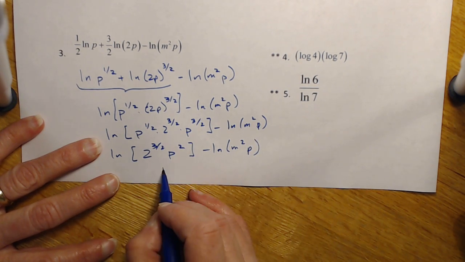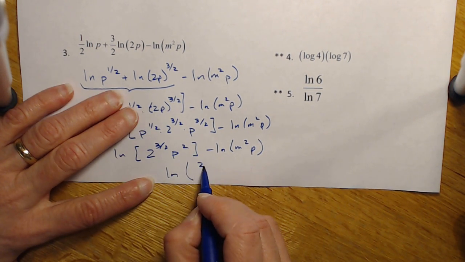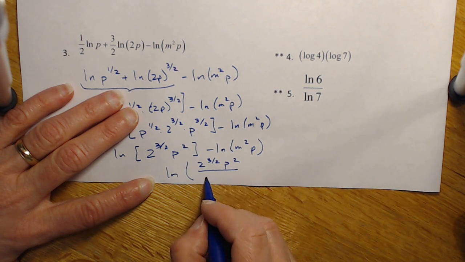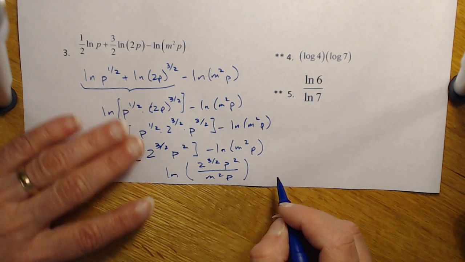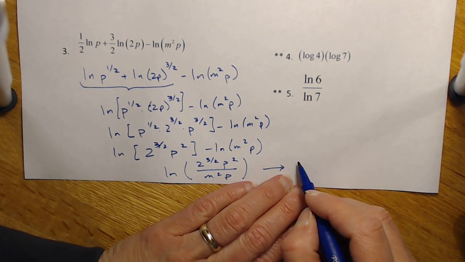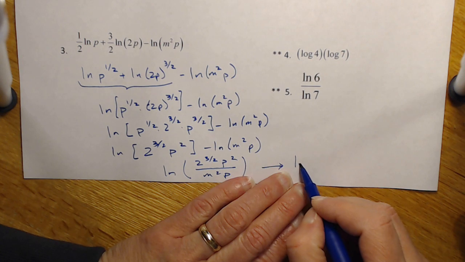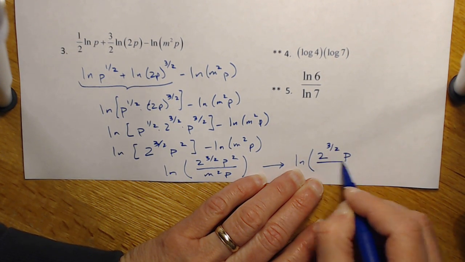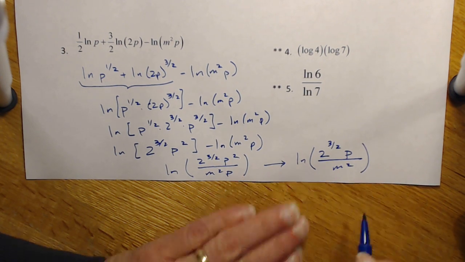Okay. And now finally log minus log can be log of a quotient. So 2 to the 3/2 over m squared p. And just rewrite this one more time, because the p and the p squared will cancel, so I have 2 to the 3 halves, just a single p now on top, over m squared.